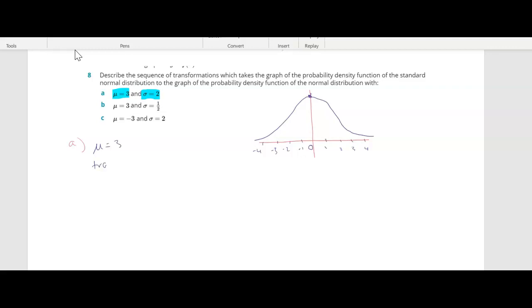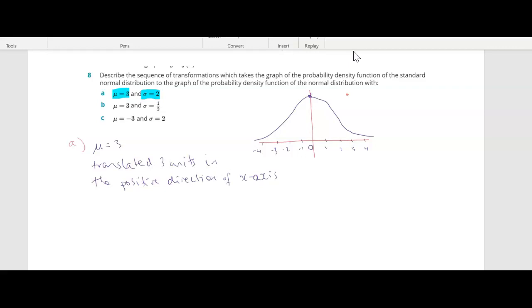So it's translated 3 units in the positive direction of x-axis. Terrible handwriting today. All right, so I don't have to sketch that, but if I did, your turning point would now be up here. But because you've got a standard deviation of 2, your graph now becomes flatter.